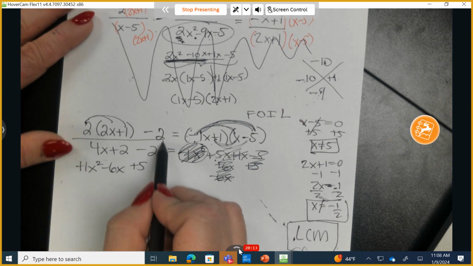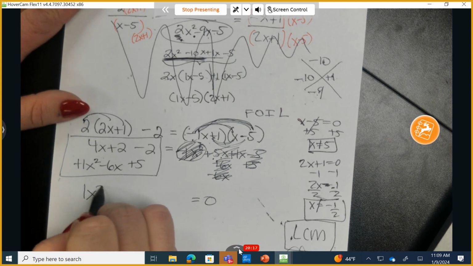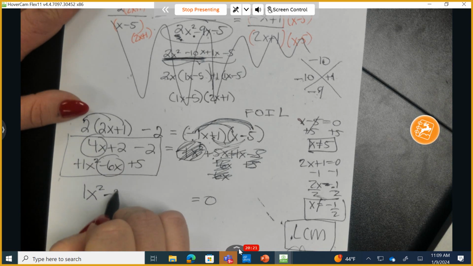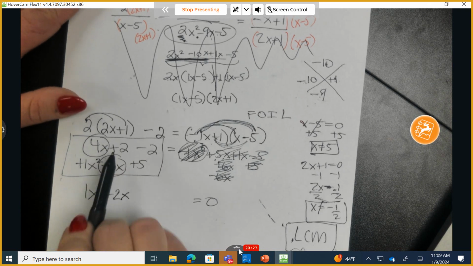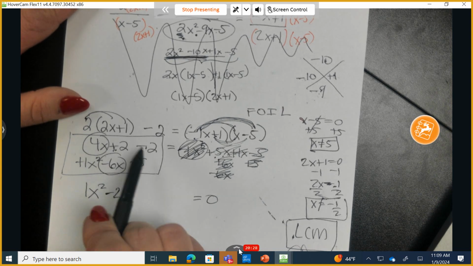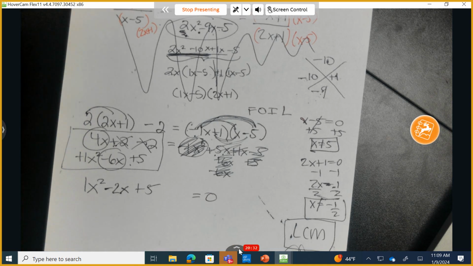All right, so over here, what can I combine? I have a 1x squared. 4 and minus 6 is a minus 2. And now I have these three to add. So a positive 2 and a minus 2. A positive 2 and a minus 2 gives us 0. And 0 plus 5 is 5. Ooh, that looks pretty ugly.